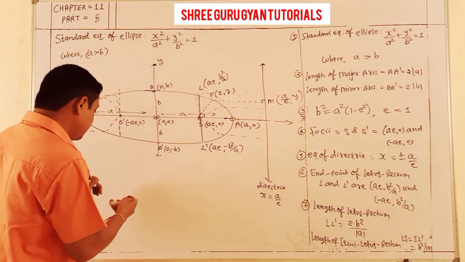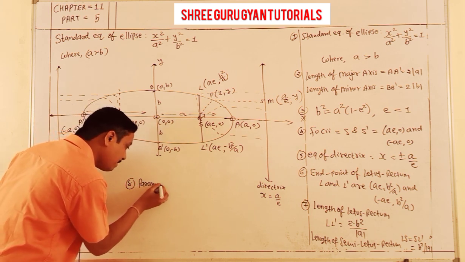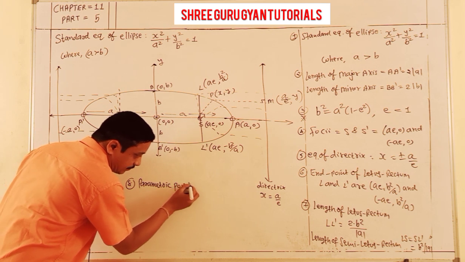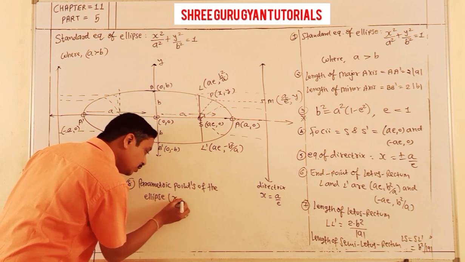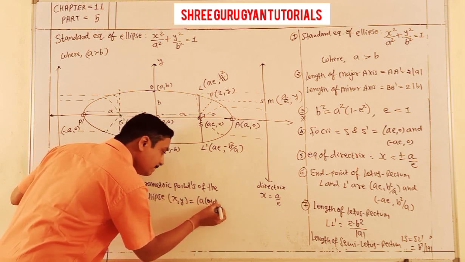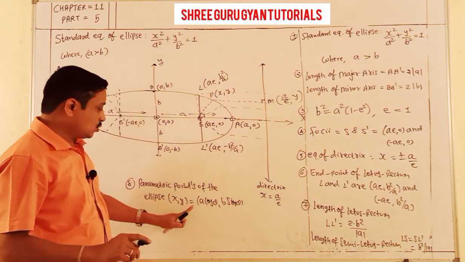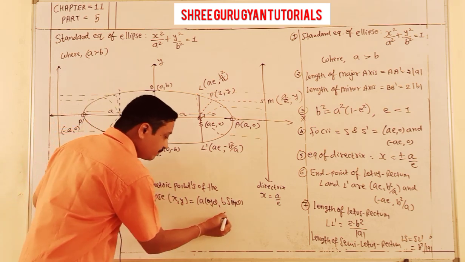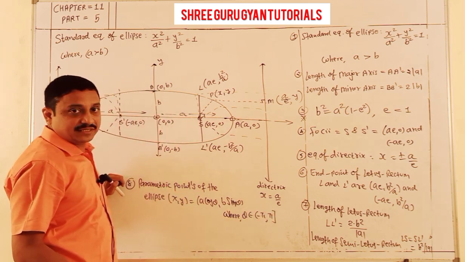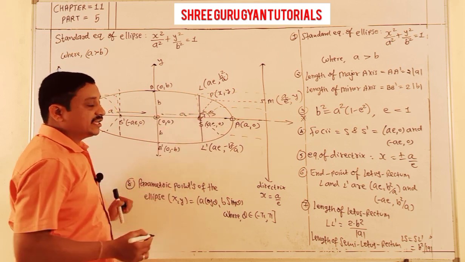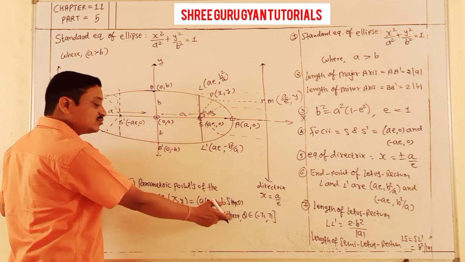Point number 8. Yes, after 7, you can mention here the parametric point of the ellipse. x comma y, you will write a cos theta comma b sin theta. Any point on the ellipse must be a cos theta, b sin theta, where theta belongs to minus pi to pi. Yes, this angle is called theta here. S to P making, yes, depends on our eccentricity. That is also called the eccentric angle. Theta is what? Eccentric angle.